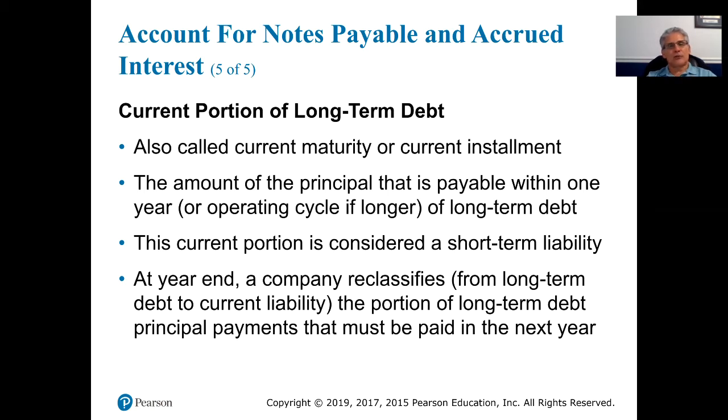The bullet point shows, also called current maturity of current installments, the amount of principal that is payable within 1 year or operating cycle, if longer, of a long-term debt. The current portion is considered to be a short-term liability, and at year-end, a company reclassifies from long-term debt to current liability the portion of the long-term debt principal payments that must be paid in the next year.